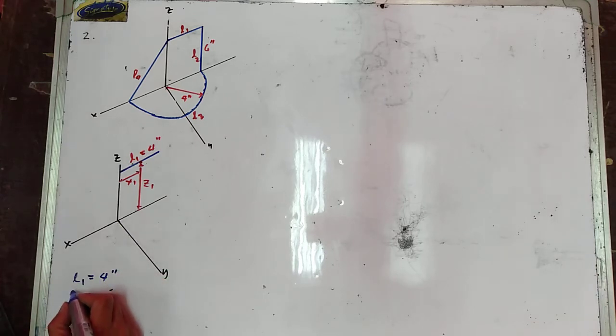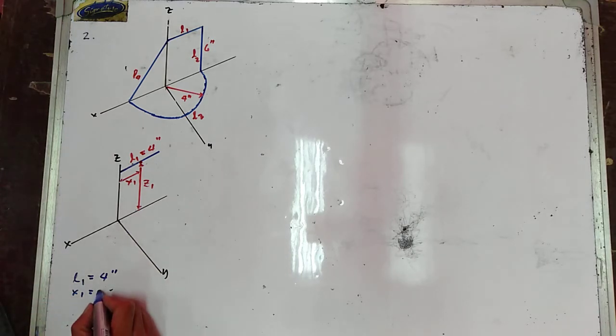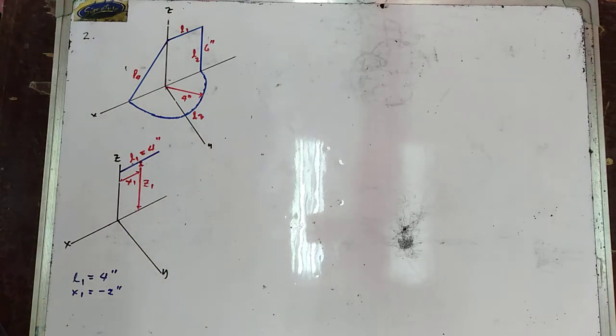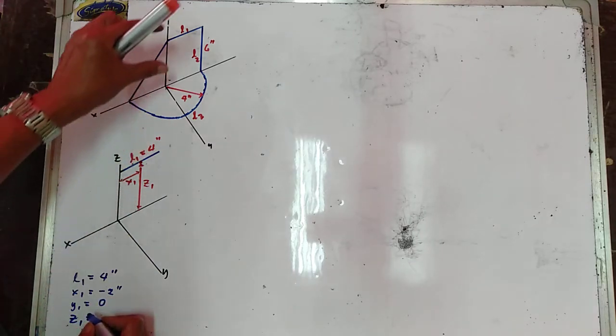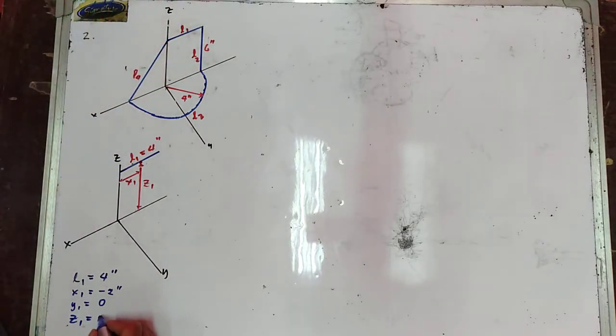And then your x1. So we have 4 over 2. So your x1 is equal to negative 2 inches. Take note that this is back of the origin, so we have negative. Your y1 is equal to 0 and your z1 is equal to 6 inches. Let us proceed now to the second line.